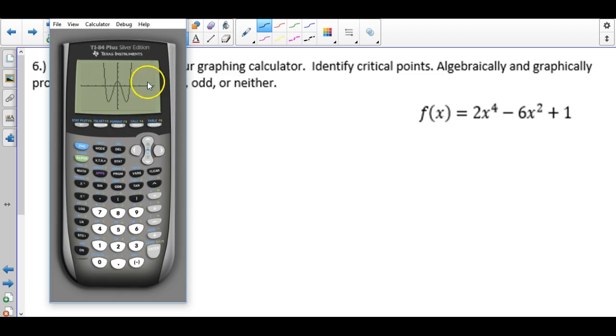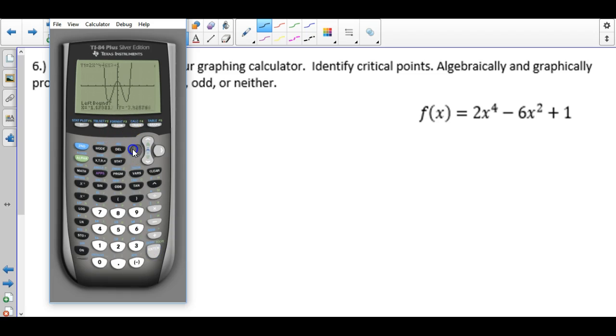So we'll really just discuss the properties first. It looks as though I have two mins that are equal, which means these will be considered absolute minima. And then I'm going to have this relative max point up here. So what I'm going to do is figure out what those points are, and I'm going to press second and trace, and I'm going to first get my minimums.